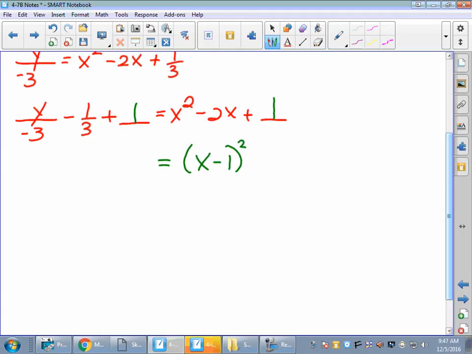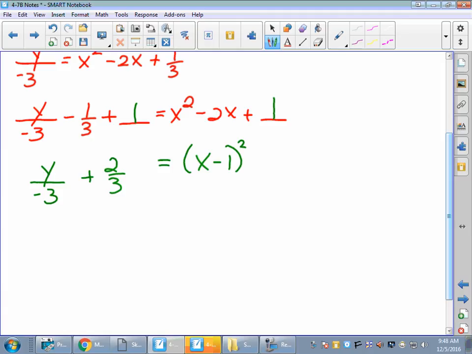It's the left side that's a little ugly. So if you subtract 1/3 from 1 whole, you can use your calculator to do that. You're going to get 2/3, a positive 2/3. Okay, so it's not pretty yet, but just hang on to it. Okay, so it's going to be a little messy. So my y divided by -3 plus 2/3.